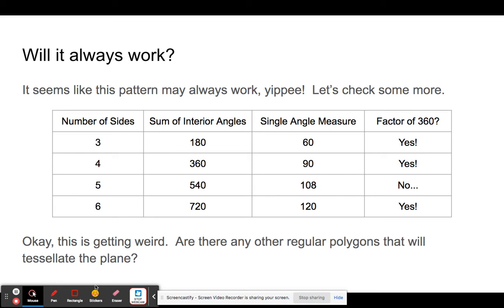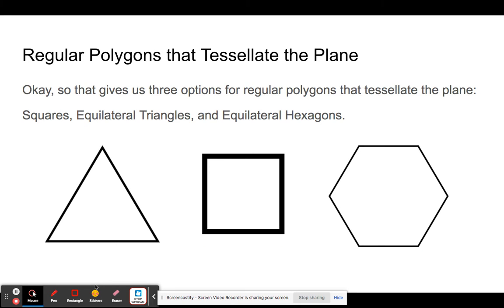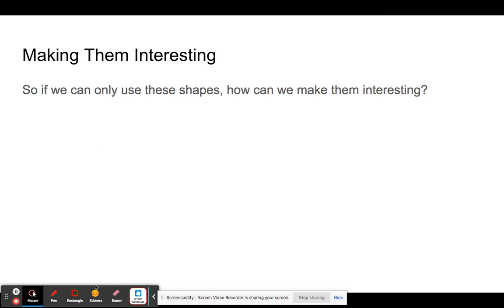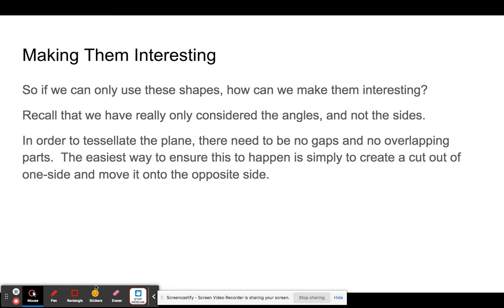Are there any other regular polygons that will tessellate the plane? No. And if you're interested, you can explore why there are no other ones that do tessellate the plane. But that's all that we need to know. So that gives us 3 options for regular polygons that tessellate the plane: squares, equilateral triangles, and equilateral hexagons. Those are pretty boring shapes though. They're just regular polygons. Let's see if we can make them a little bit more interesting.